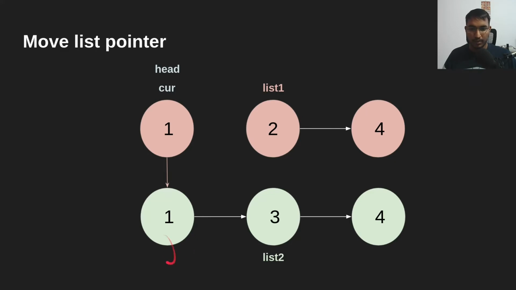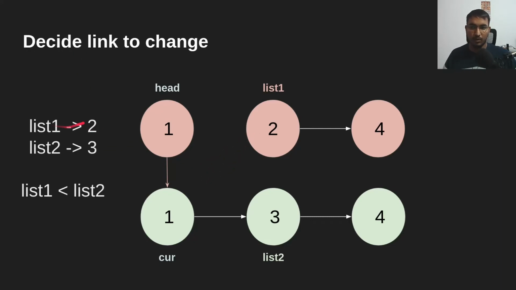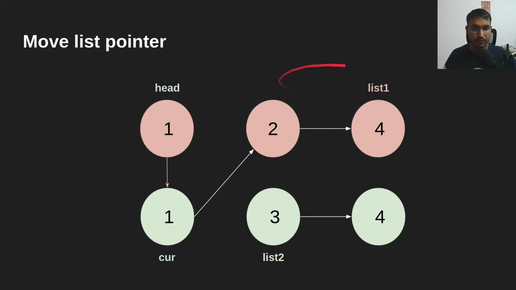Now again we will move the list 2 pointer. Since its work is done, we will move it ahead, and we will move the current as well. So current will start pointing to its next, right? Next we again make a decision which link to change. Right now list 1 is pointing to 2 and list 2 is pointing to 3. In this case list 1 is less than list 2, so we delete this link and make this new link here. Since we are pointing to this one, we don't need this list 1, so we move list 1 ahead to its next, and we move current to its next right here, right?